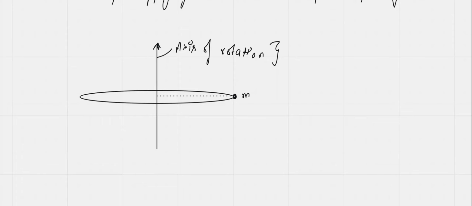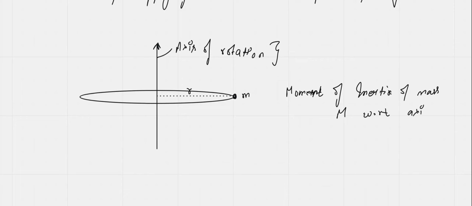Okay, that's not the important part. The distance is given as r. Give me the moment of inertia of a mass m with respect to the axis of rotation. It's a grade 11 topic, not even 12.